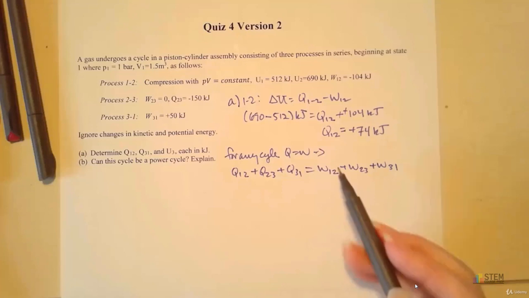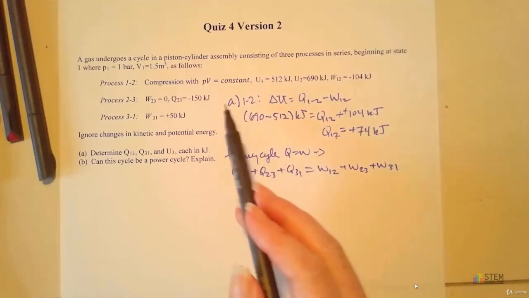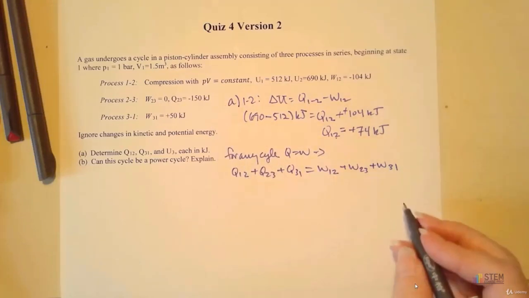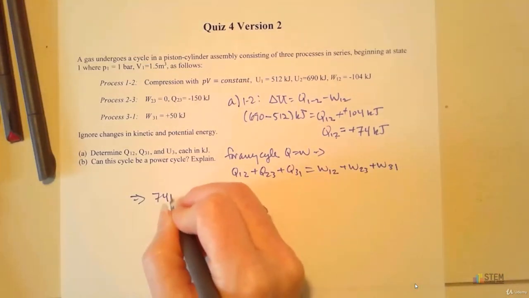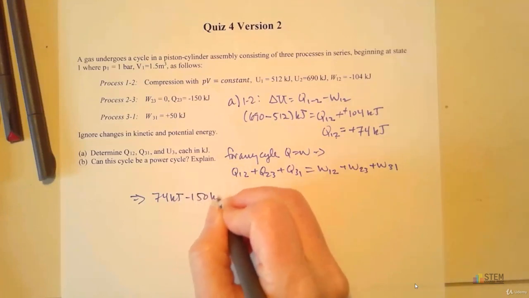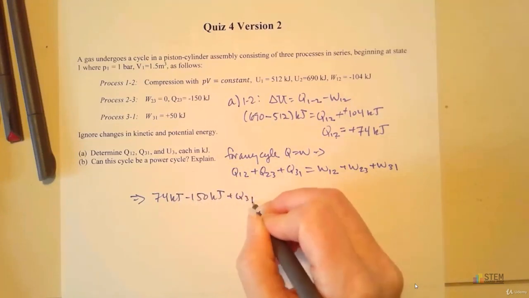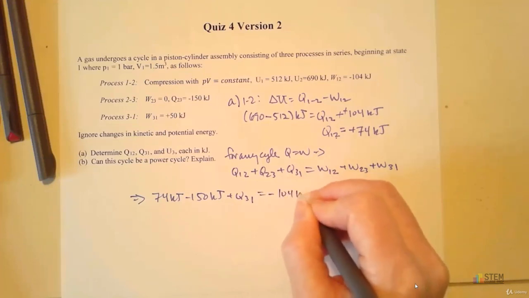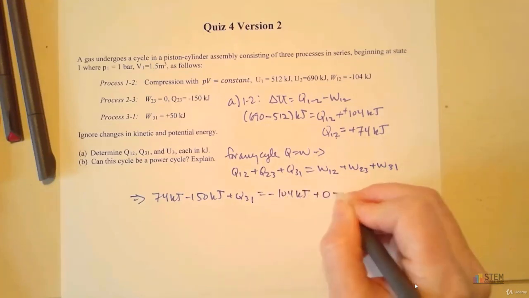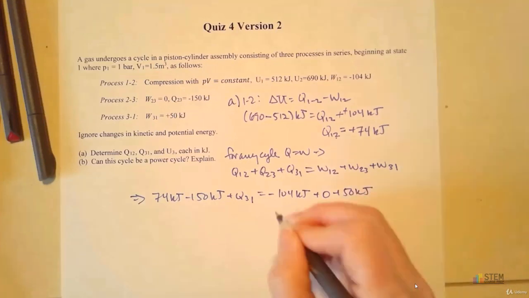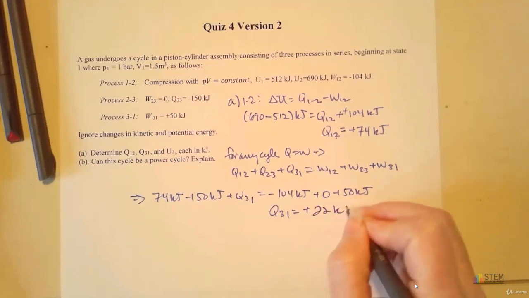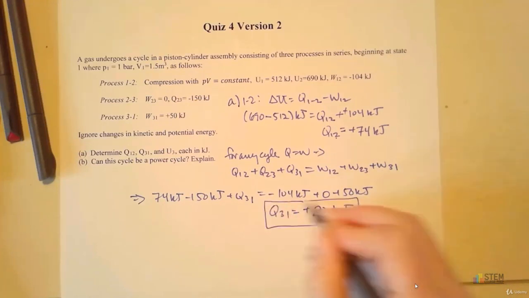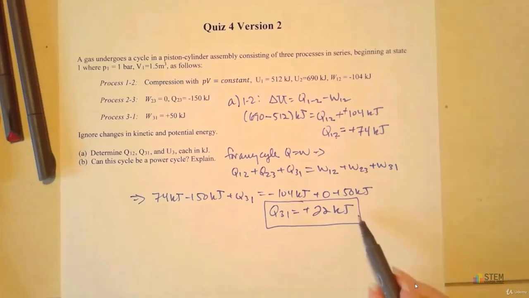Alright, so let's look at that. And we can find that because we know Q12, and then we also know Q23. So let's plug those numbers in. We're going to have 74 kilojoules minus 150 kilojoules plus Q31. That's going to equal negative 104 kilojoules plus 0 plus 50 kilojoules. That gives us a Q for process 3-1 of plus 22 kilojoules. Alright, so again, our energy due to heat is coming into our system.